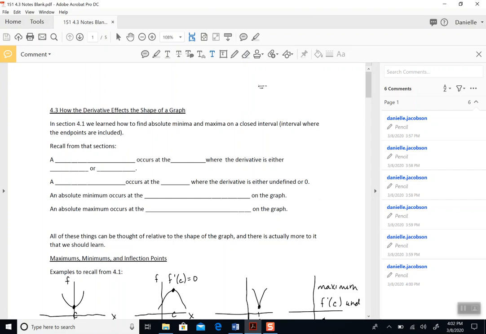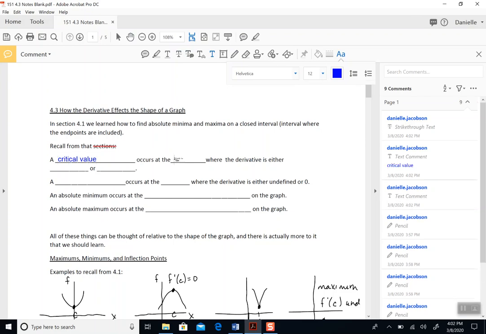In section 4.3, we'll think about how derivatives affect the shape of a graph. This is going to be a continuation of section 4.1, so in order to start on 4.3, we need to make sure we're remembering a few things from section 4.1. First, let's remember that a critical value is the x value where the derivative is either undefined or 0.